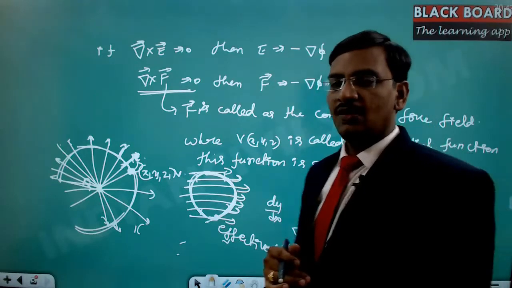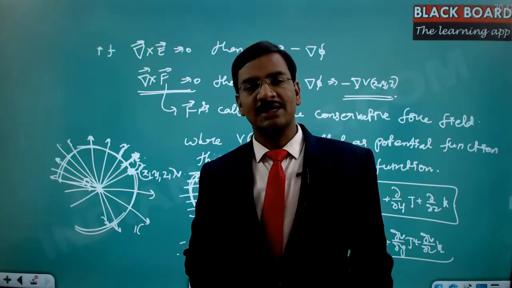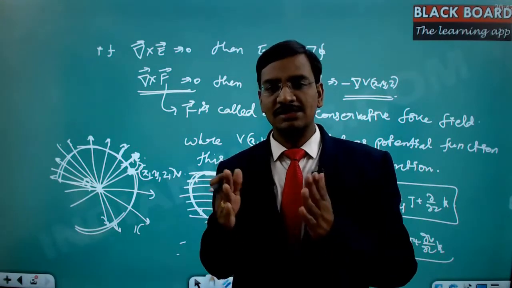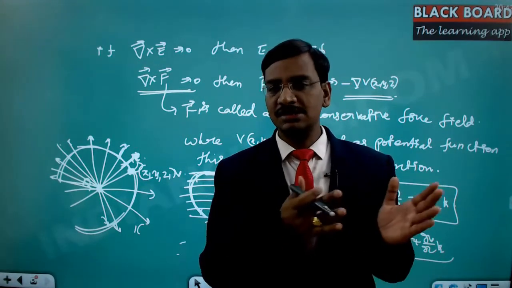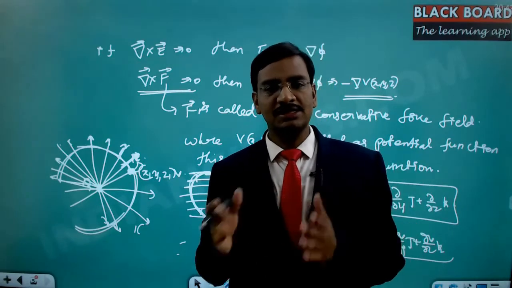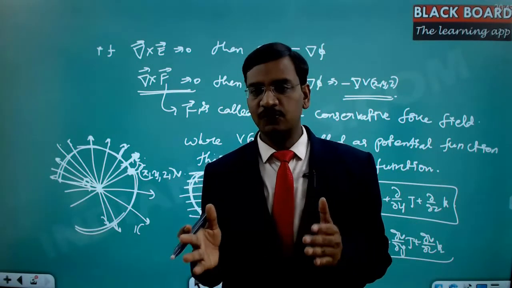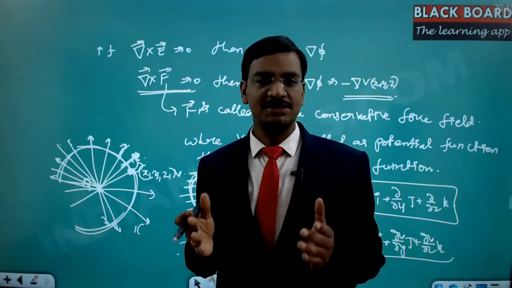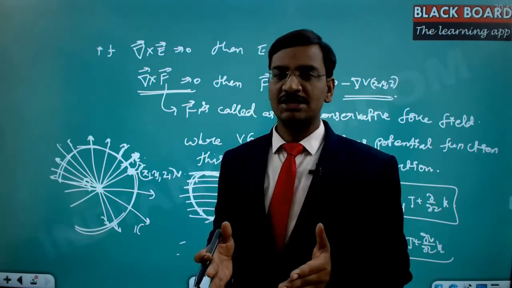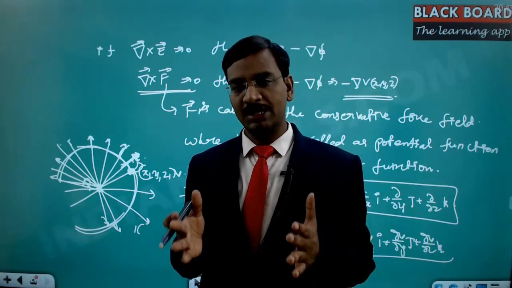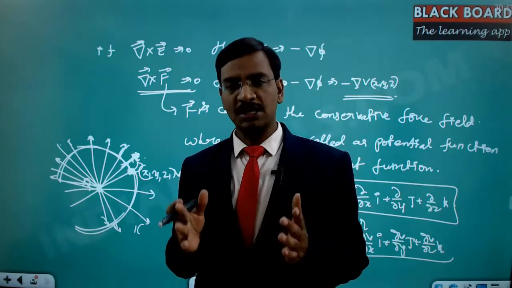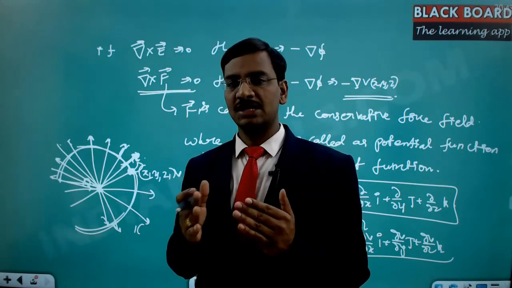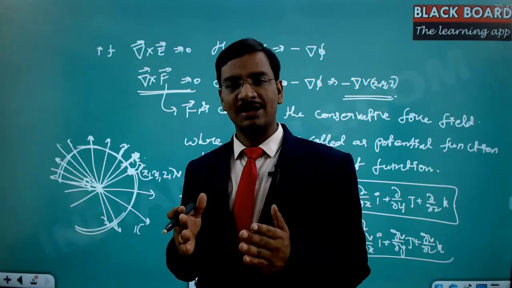That's why whenever we do fluid dynamic analysis, the entire analysis is divided into two different sections: where del cross E is equal to zero and where del cross E is not equal to zero. If del cross E is equal to zero, then that kind of fluid field analysis we deal with separately. That is almost 50% of our fluid dynamics syllabus, and it is the potential flow. Potential flow is a separate topic for us.